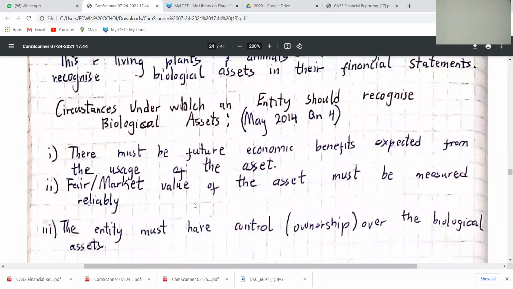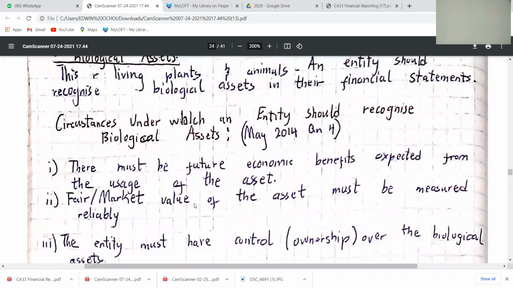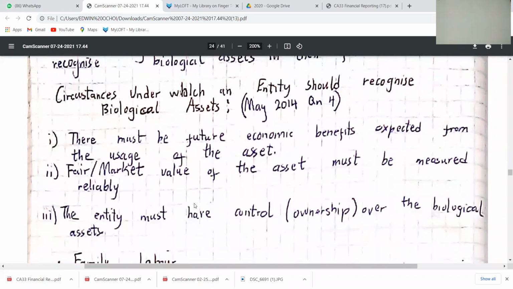So that is all about biological assets, whereby we have said it's all about living plants and animals, and they have to be recognized in the financial statements. And we have talked about the circumstances under which they can be recognized.